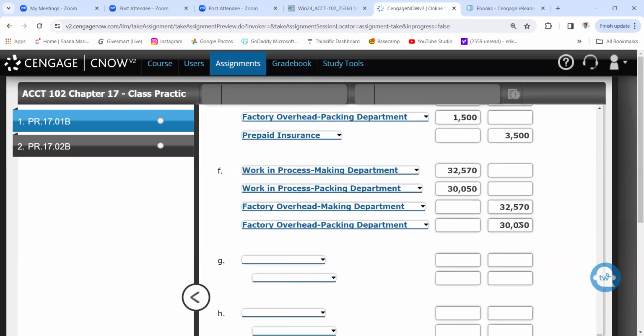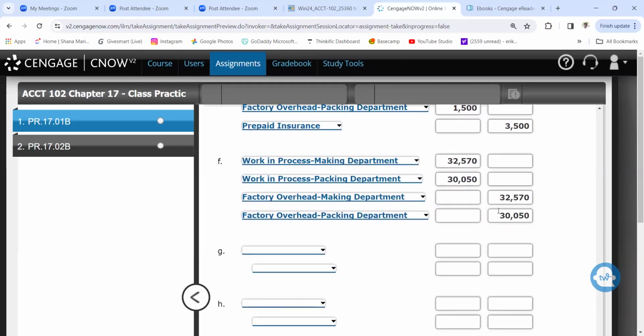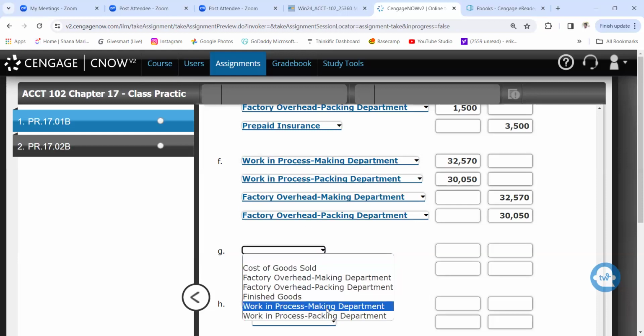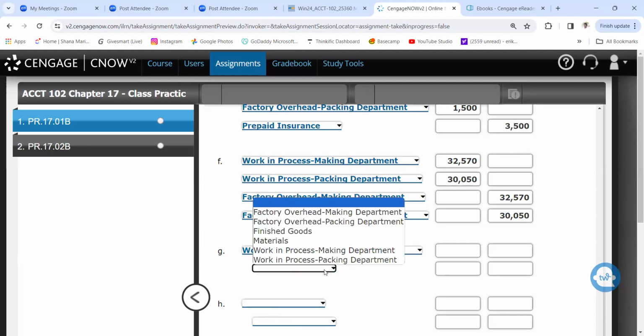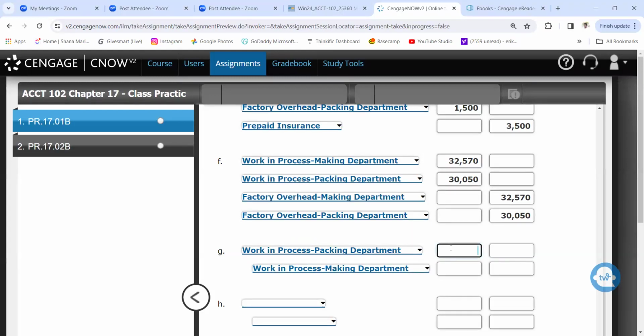Again, keep in mind that when it's applied, it is a credit and it goes into work in process. Now we completed items and transferred them from making to packing. So packing is going to increase and making is going to decrease because we're moving it from making to packing. And so that is 166,790.